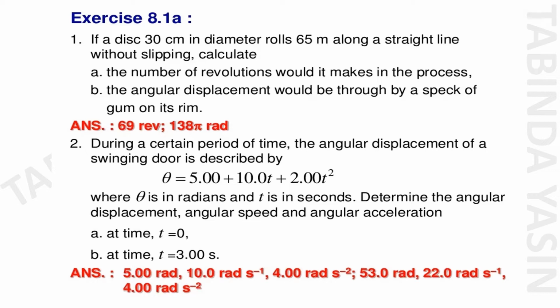You can get help from there, and you should get the answers 5.00 radian, 10.0 radian per second, 4.00 radian per second square, and 53 radian, 22 radian per second, and 400 radian per second square.